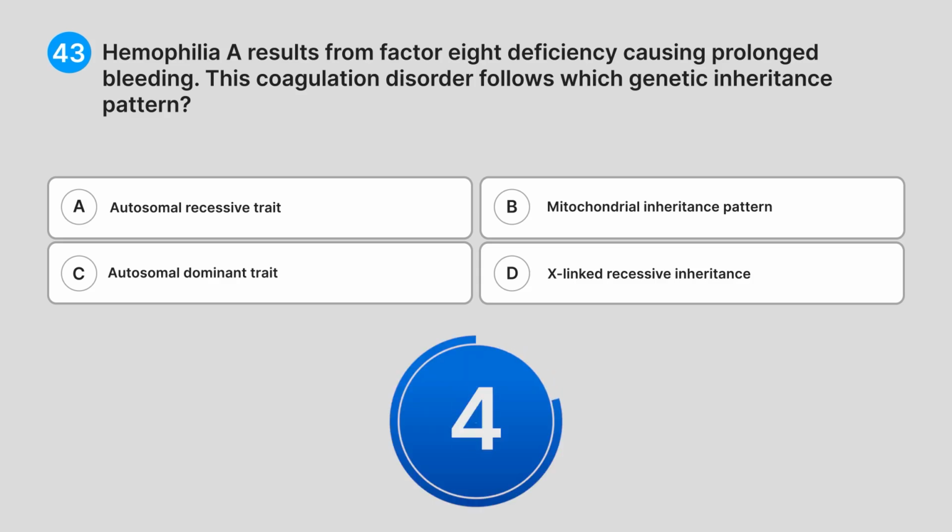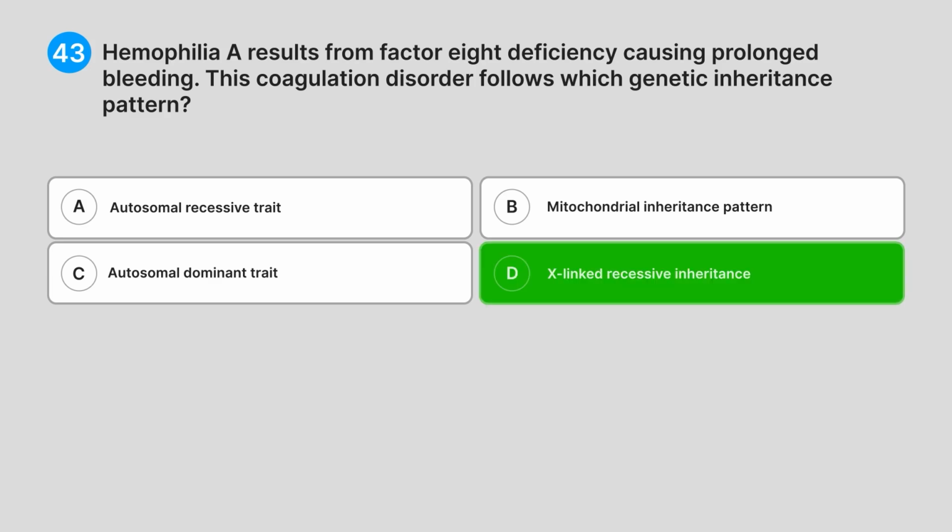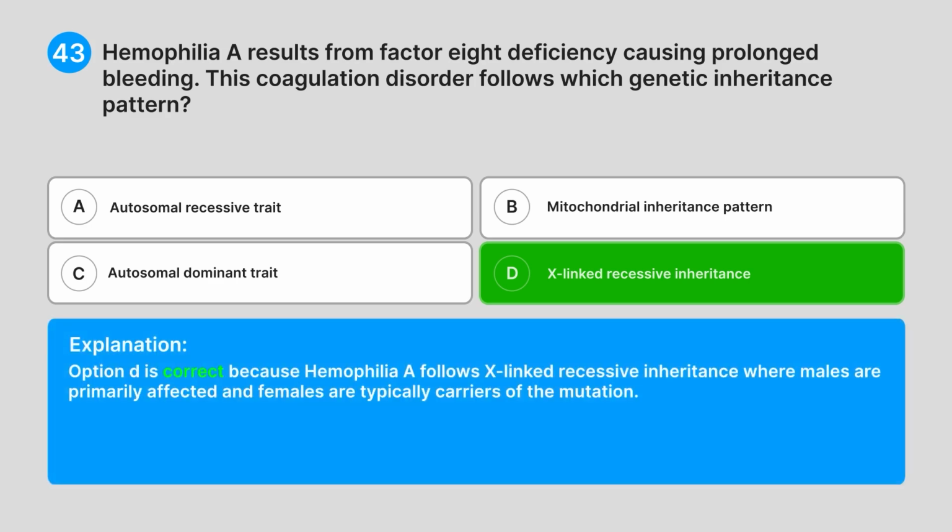Can you guess the answer? Correct answer, D. X-linked recessive inheritance. Explanation. Option D is correct because haemophilia A follows X-linked recessive inheritance, where males are primarily affected and females are typically carriers of the mutation.